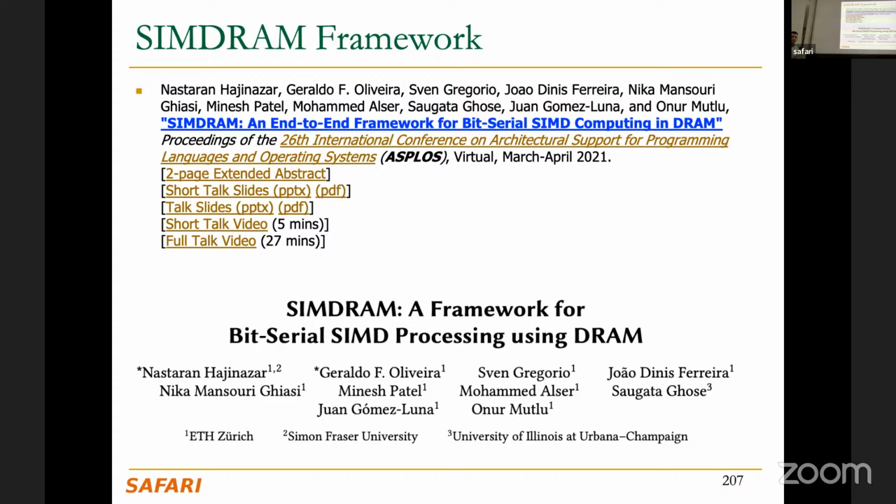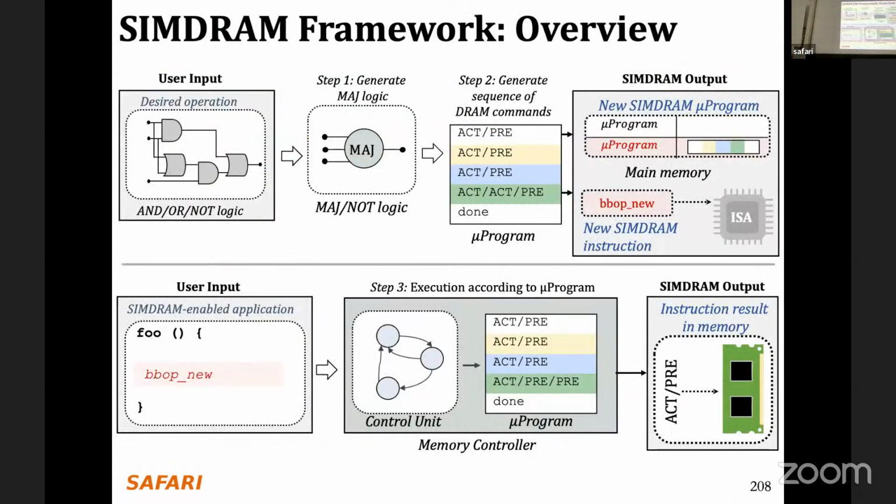So okay, we can implement row copy, we can implement initialization, we can implement bulk bitwise AND, OR, and NOT. What about more complex operations like arithmetic, addition, or multiplication? You can also implement such operations by composing different triple row activations and RowClone operations together. And this is what we did in this SIMDRAM framework.